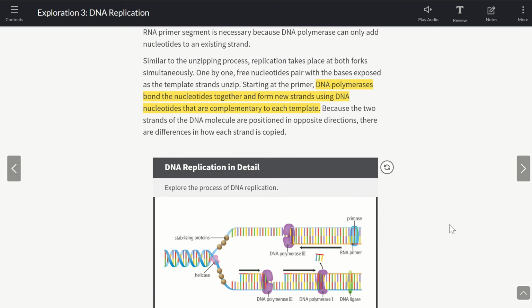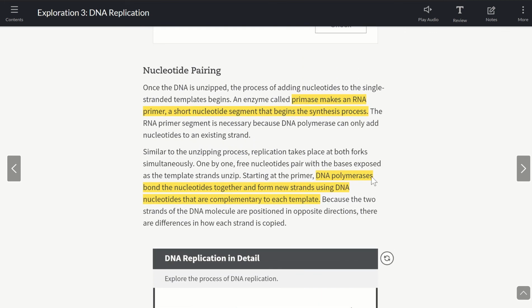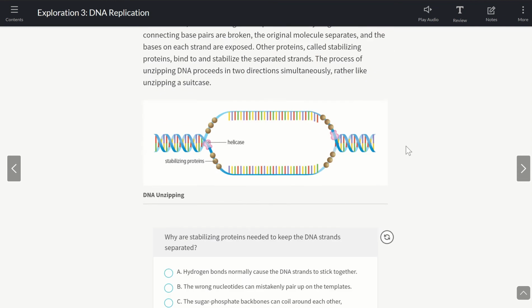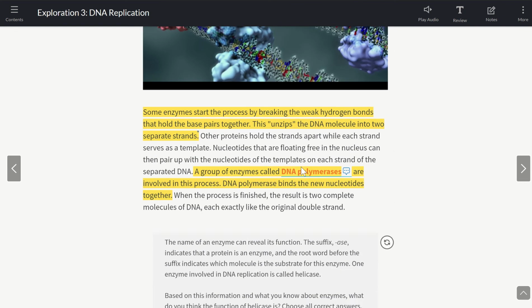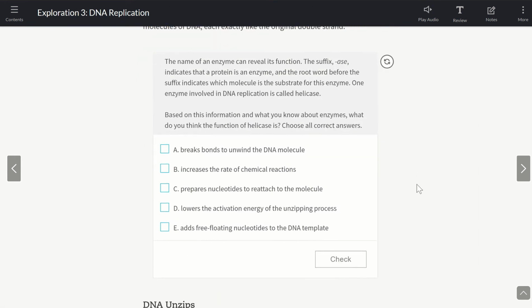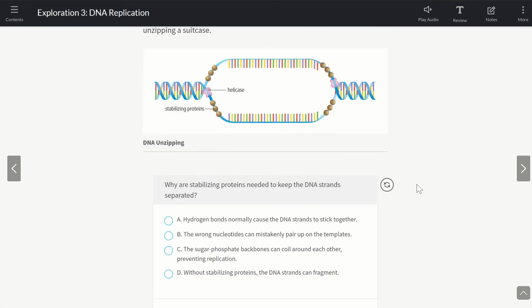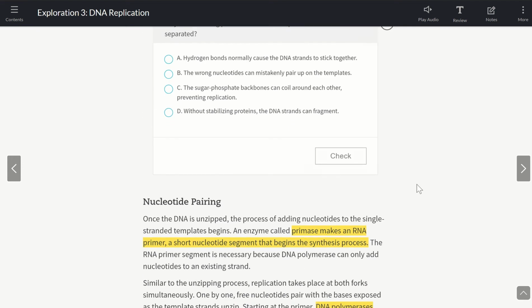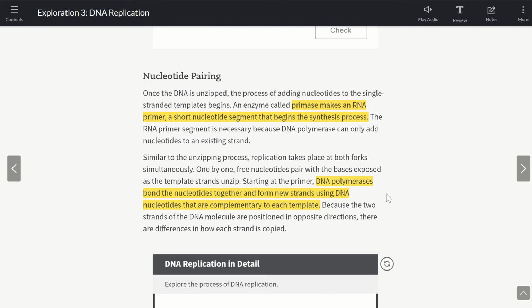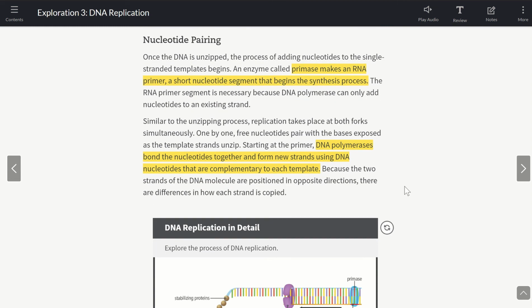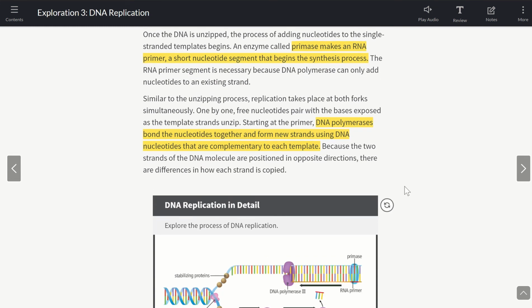Now I want to go back up here because there's a couple things that we need to talk about. First of all, an enzyme called DNA polymerase. It showed up earlier in the lesson, maybe right up here, yeah. DNA polymerase is the name of the enzyme that is responsible for adding new nucleotides to the strand. Remember, a DNA molecule is a group of nucleotides put together, and DNA polymerase is the enzyme that's responsible for building that new DNA. It's responsible for building that new strand.